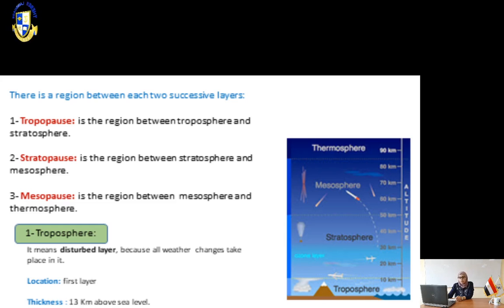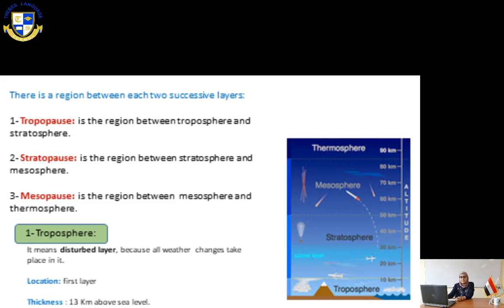Number 1, we are going to take the troposphere. The troposphere is the first layer. The thickness is 13 kilometers and the pressure is 100 millibar. And here we can find that the temperature is -60. All the weather changes take place in it. Here the thickness is 13 kilometers above the sea level. Slide number 6. We said that the pressure is 100 millibar at its top.